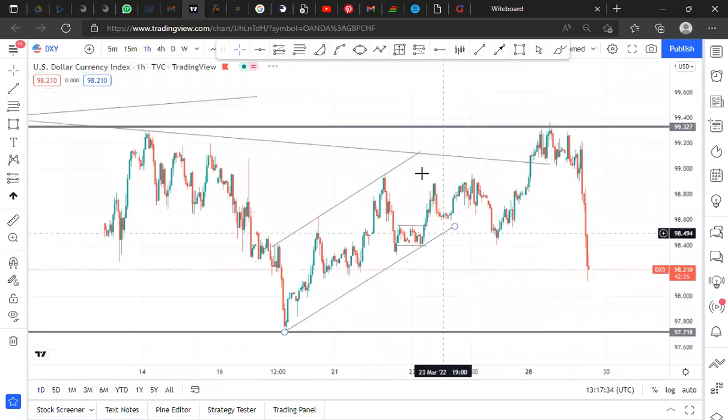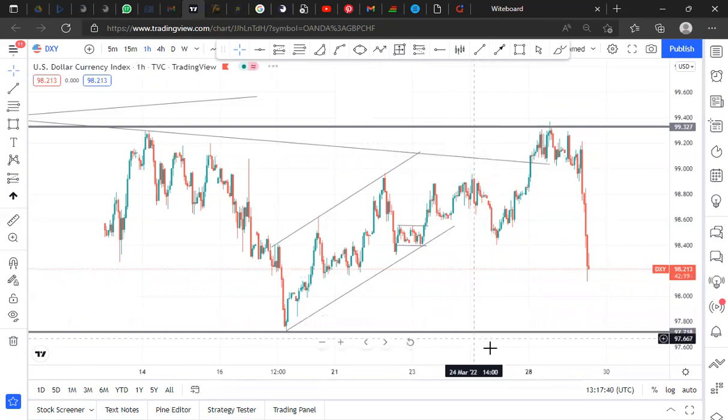So this is what happened. I was anticipating a third touch here at this line, then for a possible continuation sell all the way to the area of value. This is the support level down here.